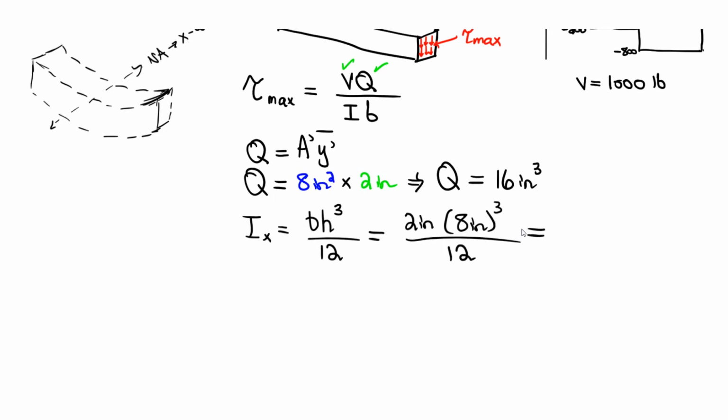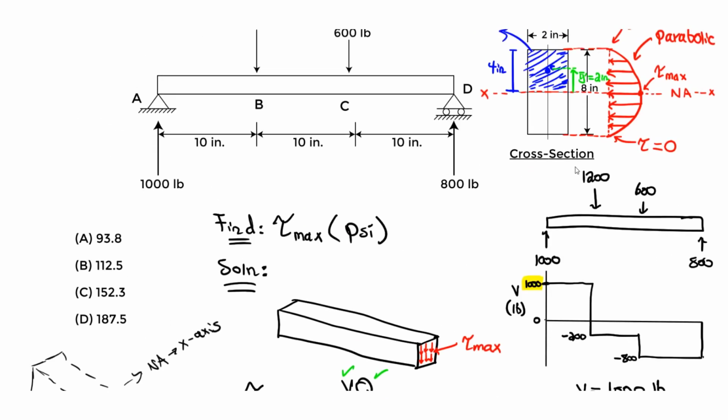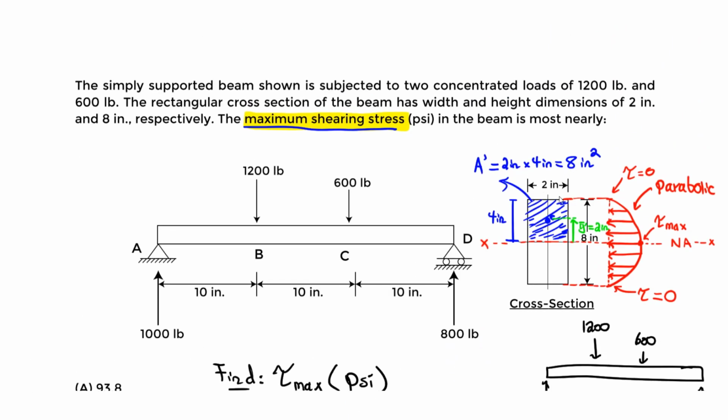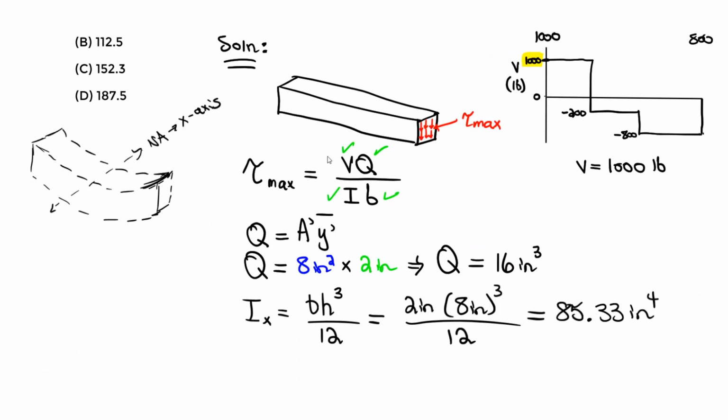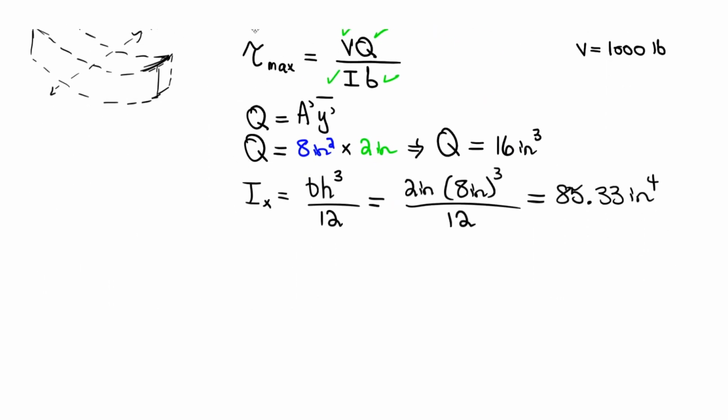So now, doing the math for that, you should get about 85.33 inches to the fourth. So that's going to be the moment of inertia, the I value. Now for the b value, that's going to be quite simple because b is just the width, right? It's just 2 inches. 2 inches for b. And we're done. So you just solve for tau max.